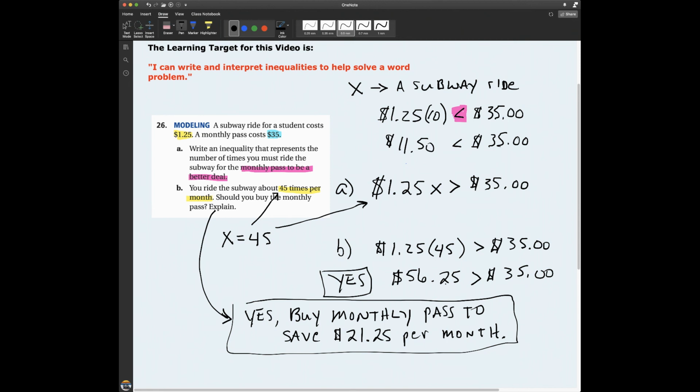All right, so pretty interesting problem. And I think this is kind of real world. There are lots of situations where people need to make a choice on how they're going to spend their money and want to save money whenever you can. So this is kind of a realistic problem here.